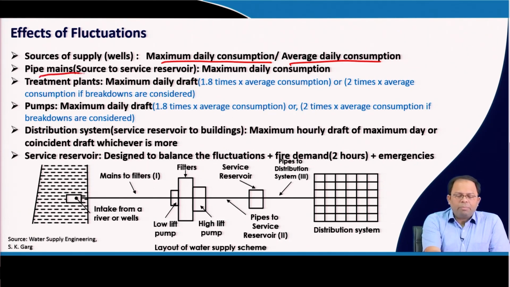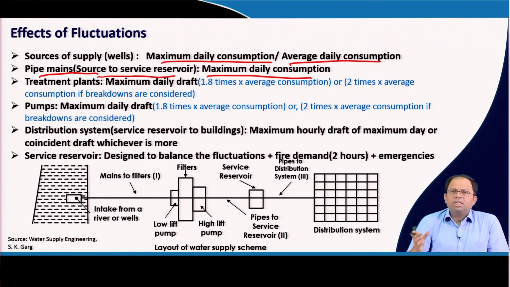Then we have the pipelines, that is the main lines, particularly from those wells, the main pipelines that bring water to the service reservoir, that means from where water will be distributed, or from the treatment plants to the service reservoir. Here again we will design based on maximum daily consumption. Before the service reservoir, everything could be done at a steady rate, so maximum daily consumption is good enough. Hourly consumption difference will be taken care of by the service reservoir itself.